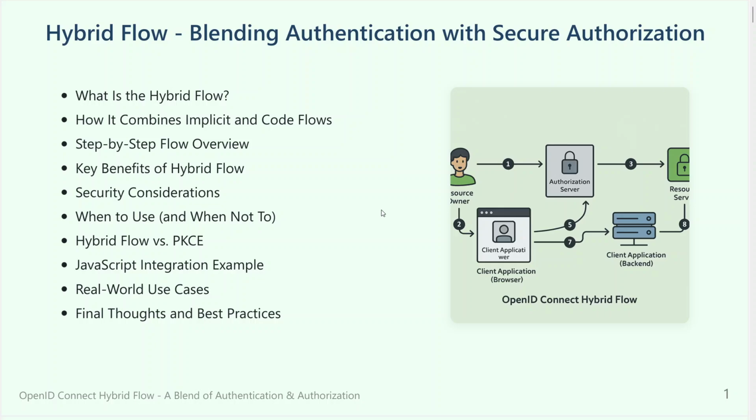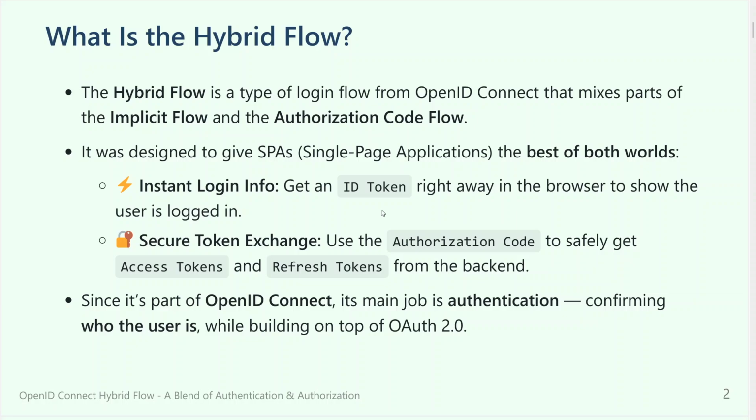Okay, but let's go to the hybrid flow after this summary. So what is the hybrid flow? The hybrid flow is a type of login flow from OpenID Connect that mixes the implicit flow, as I said, and the authorization code flow. How? Because it provides you instant login information, meaning that you want to access a site and you need information about the user right away. And then you can delay getting the access token for the next steps. Maybe you want to filter some information and then behind the scenes, in a background job, for instance, you start to get the access token.